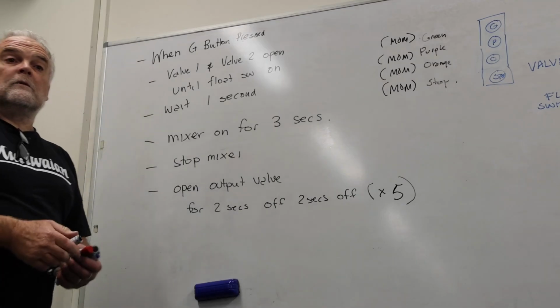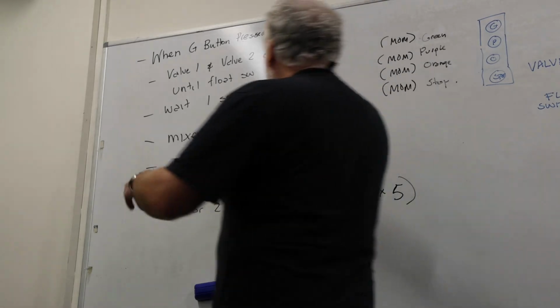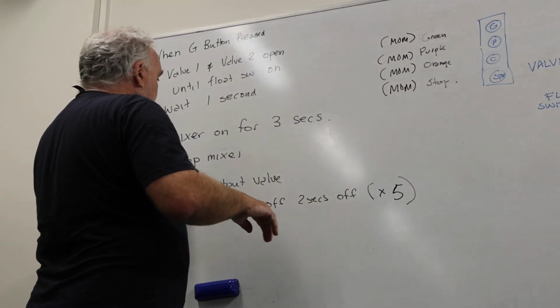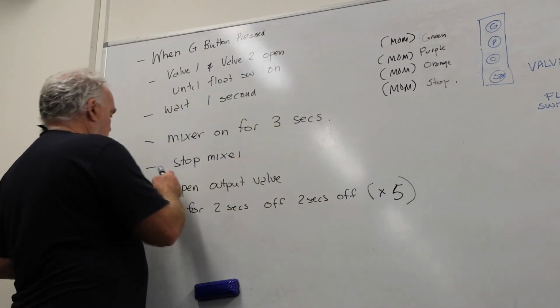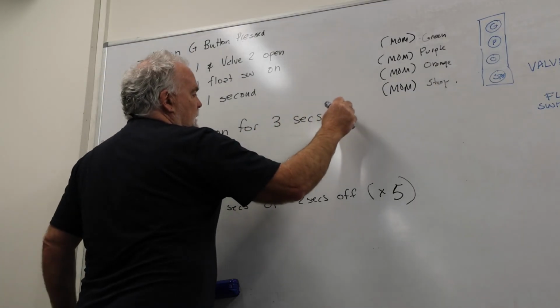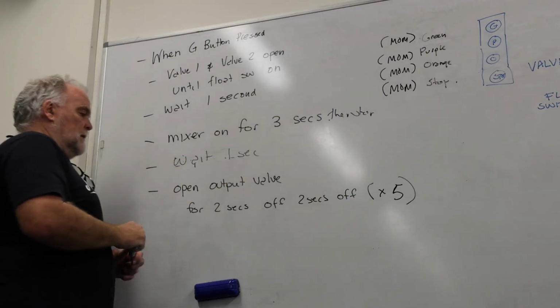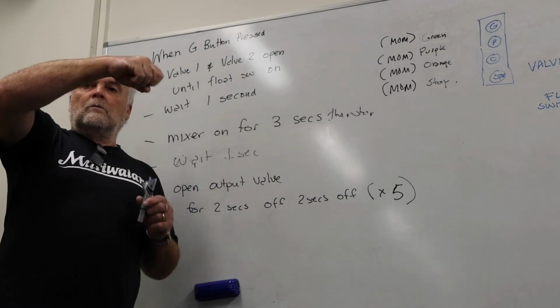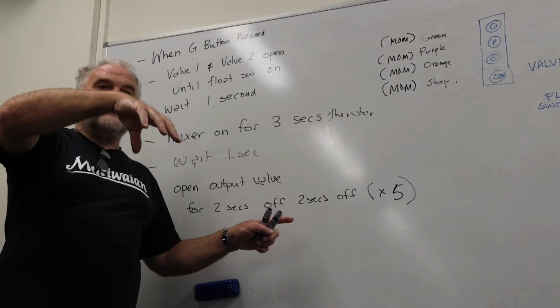Now do that 5 times. So this is what happens. Once it's all mixed up, mix for 3 seconds, then stop the mixer. Wait 1 second. And then you're going to open this valve like this. Psh, psh, psh, psh, psh.